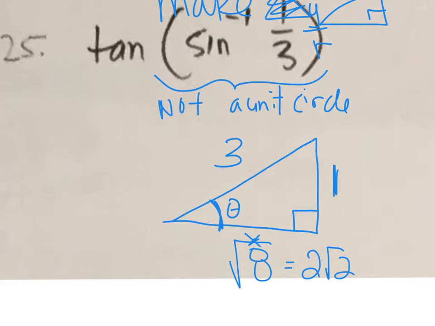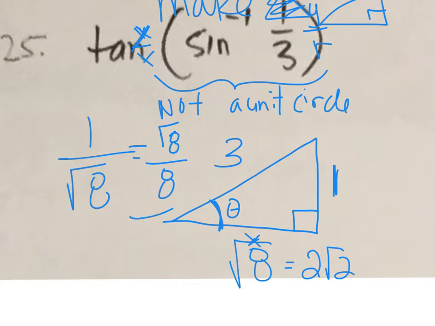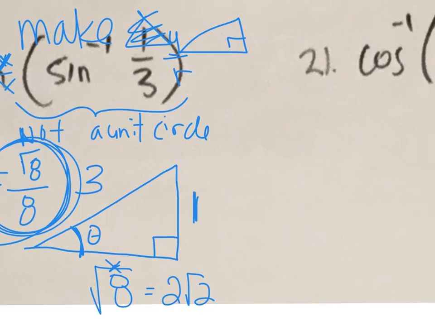Okay, so I want the tangent. The tangent is the y value over the x value. Sorry, that's a y over x. So tan is 1 over root 8, which we could leave like that, or we could rationalize to be root 8 over 8. Okay, either way, that is how you do it. If you have a value that's not on the unit circle, you have to make your own triangle.